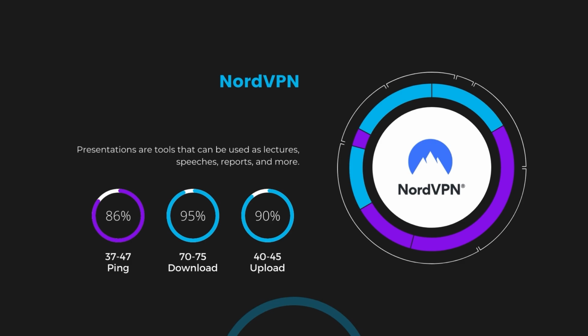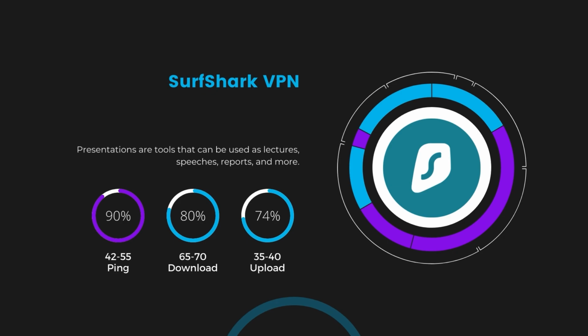Next in line is Surfshark, which exhibited a more considerable effect on ping, maintaining it within the 42 to 55 milliseconds range. Surfshark stands out for its negligible reduction in download and upload speeds, which are at 65 to 70 megabits per second and 35 to 40 megabits per second. This makes Surfshark a strong option, particularly with its offer of unlimited simultaneous connections.